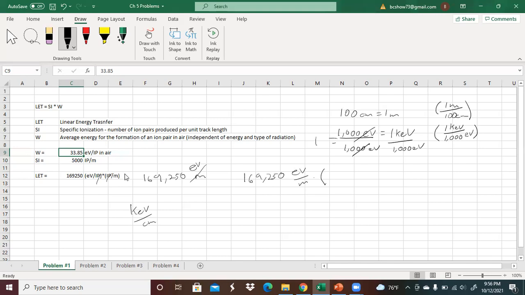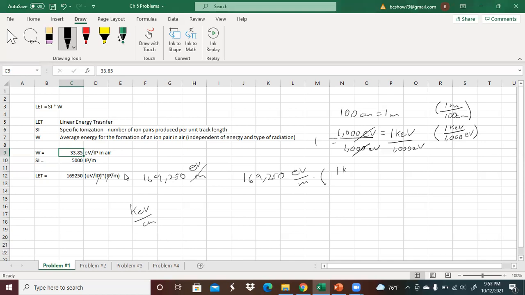So if I want to change the amount of eV I have into keV, obviously I've got to get rid of the eV, and I've got to have the keV in its place. So the only way I'm going to do that is if I have some sort of eV in the denominator and a keV in the numerator.